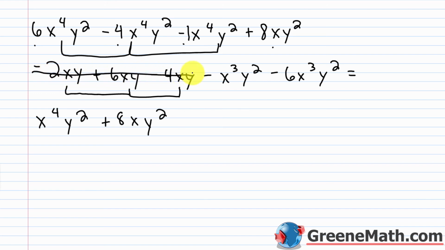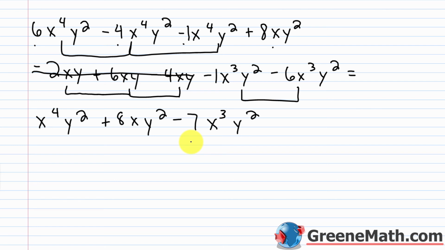They cancel. Then I'd have negative x cubed y squared minus 6x cubed y squared. These are like terms. So I have basically negative 1 minus 6, which is negative 7. So minus 7 times x cubed y squared. And so this is our answer, but is it in standard form?